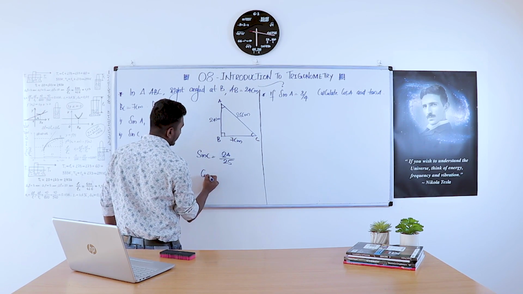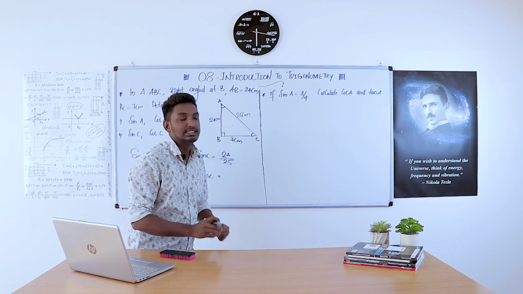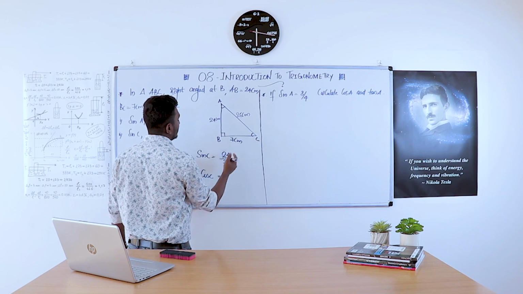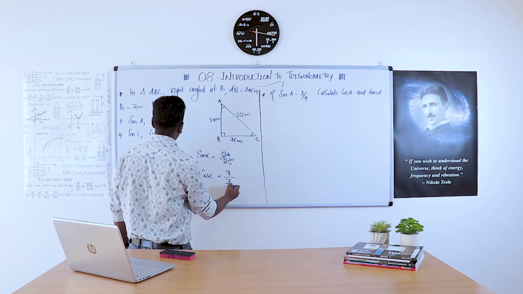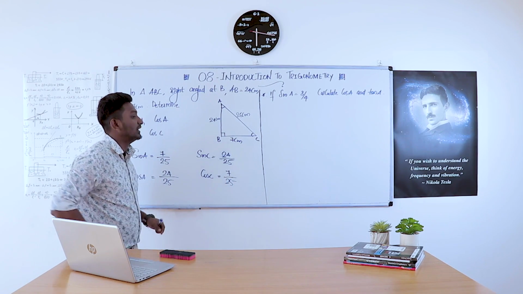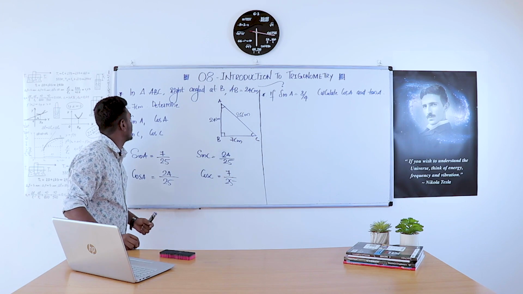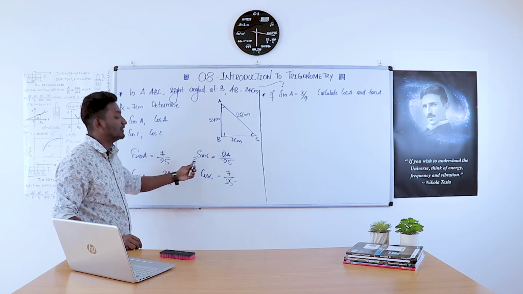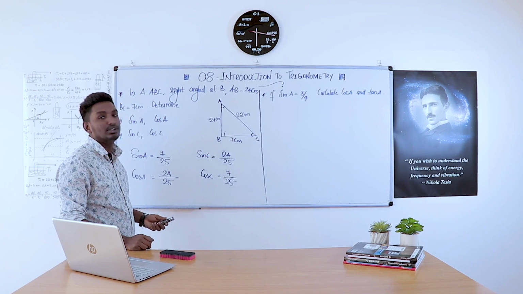Now cos C. What is cos C? For cos, the general equation is adjacent side by hypotenuse. BC is the adjacent side of angle C, that is 7 by hypotenuse 25. So now we find all: sin A 7 by 25, cos A 24 by 25, sin C 24 by 25, cos C 7 by 25.